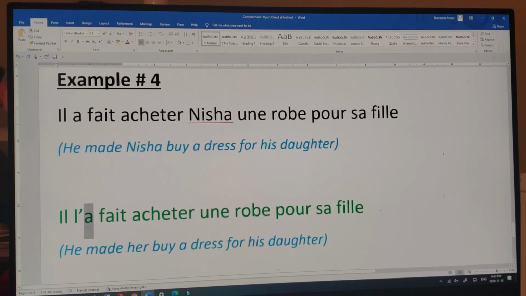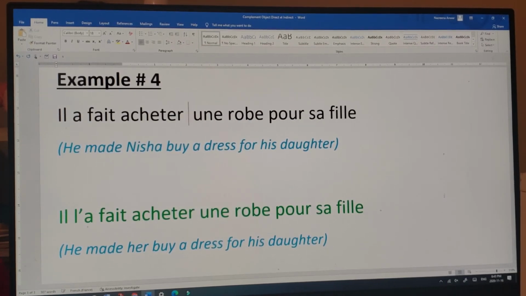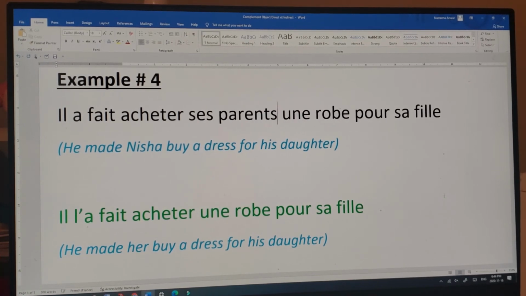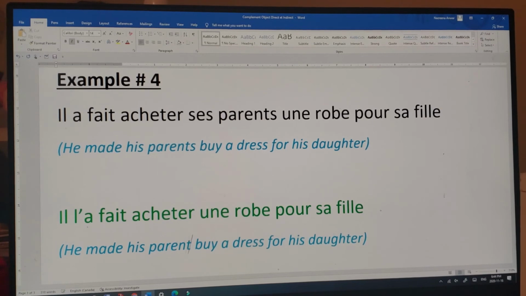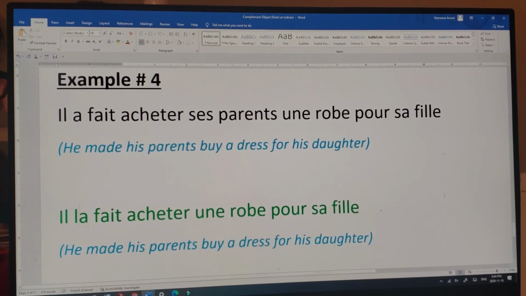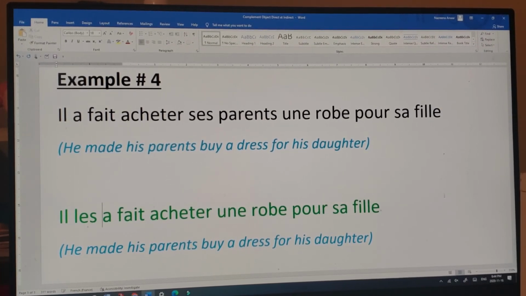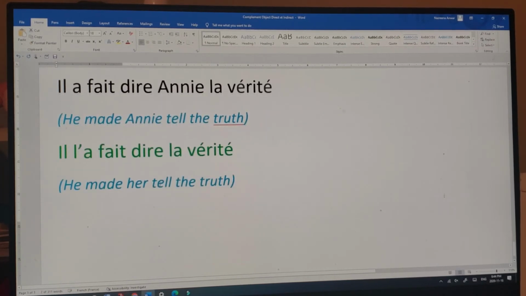Let's say it was il a fait acheter ses parents une robe pour sa fille. He made his parents buy a dress for his daughter. So his parents, direct object again. Il a fait acheter qui? Ses parents. So in this case what will happen? Parents is the direct object. So if we have to replace the direct object, what will it become? Il les a fait acheter une robe pour sa fille. So les, right? Les replaces ses parents.